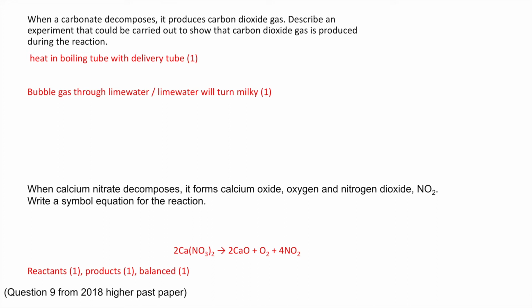Now also, when calcium nitrate decomposes, you're asked to write the simple equation for the reaction when calcium oxide, oxygen, and nitrogen dioxide are formed. Now calcium nitrate, Ca(NO3)2, will form calcium oxide, CaO, plus oxygen, O2, and nitrogen dioxide, NO2.